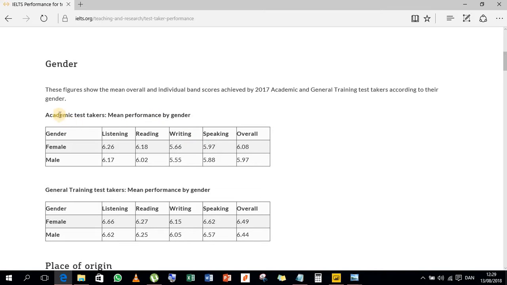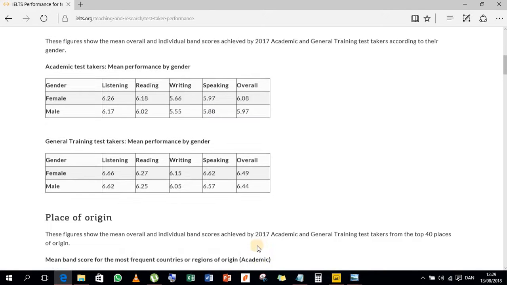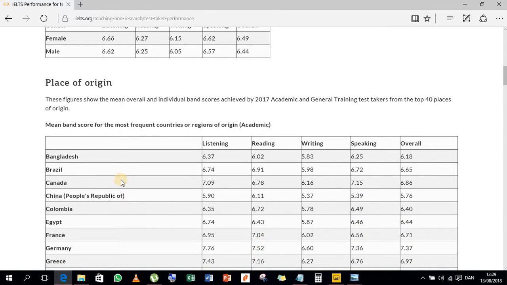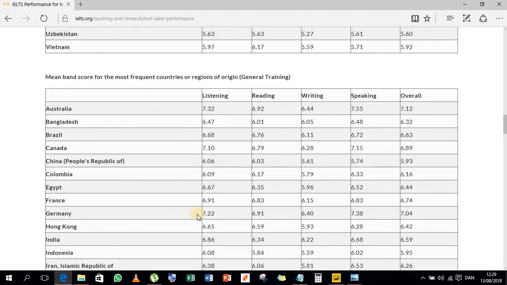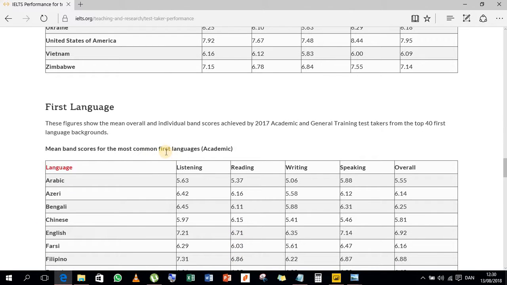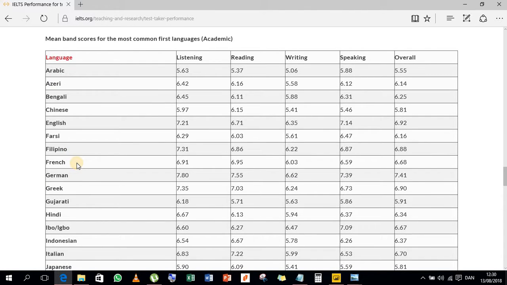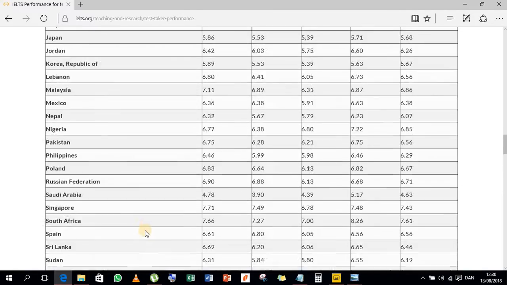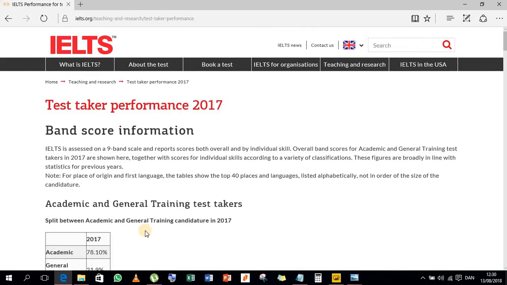In this data, there are 2 different parts, academic test takers and general training test takers, for female and male. The test is taken by frequent countries where English is not the first language, where the first language is something else, such as Arabic for the Arabs, Bengali for the eastern part of India, Filipino for the Philippines, French for France. So this is all we have taken in this data set.